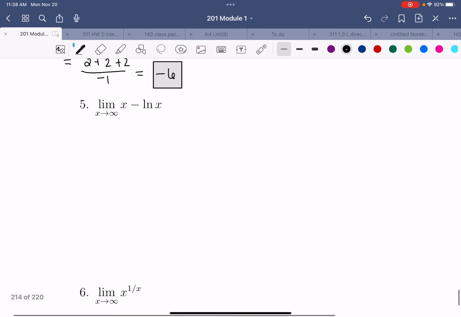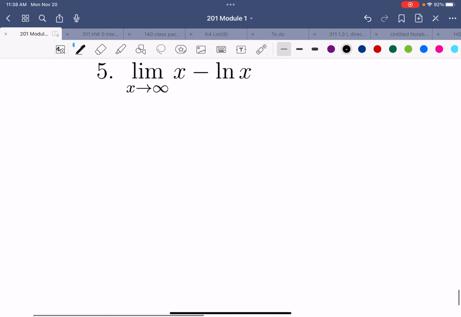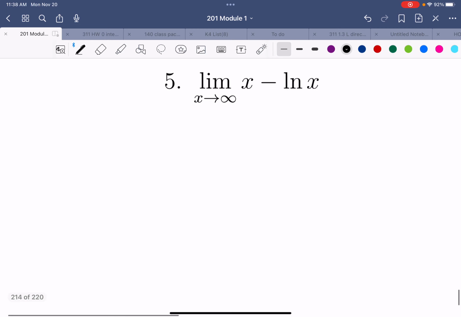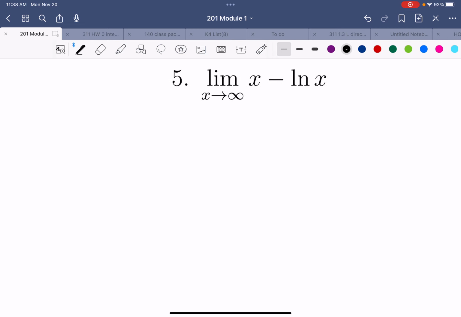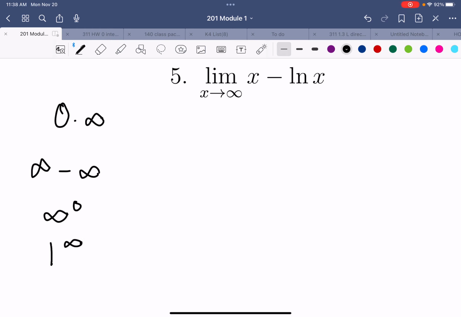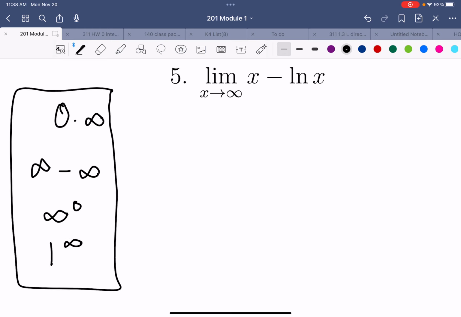All right, now I started this one in class, and I actually led you down the wrong path, but that's okay, we're going to fix it. Because when we see things, our fractions are automatically 0 over 0 and infinity over infinity, which are indeterminate forms. Other things that form indeterminate forms: 0 times infinity, infinity minus infinity, infinity to the 0, and 1 to the infinity. Okay, these are all indeterminate forms. So how do we handle these?